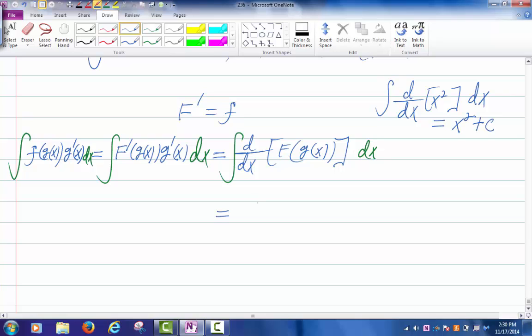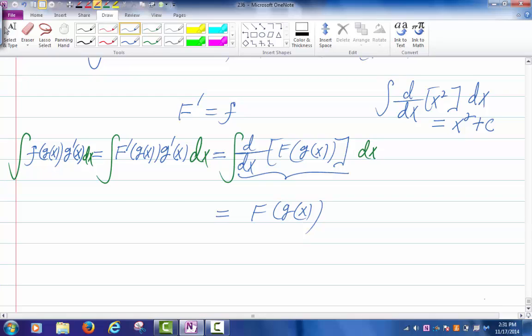In the same way, if I am taking the integral of the derivative of f of g of x, the integrand is not f of g of x, it's the derivative of f of g of x. So the antiderivative would be exactly f of g of x.